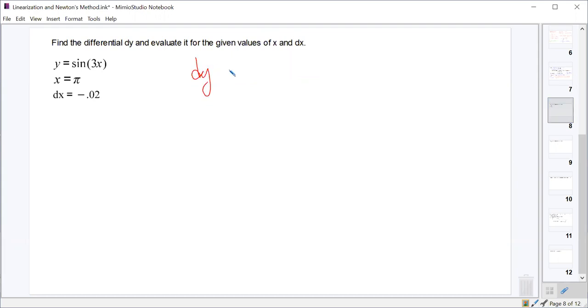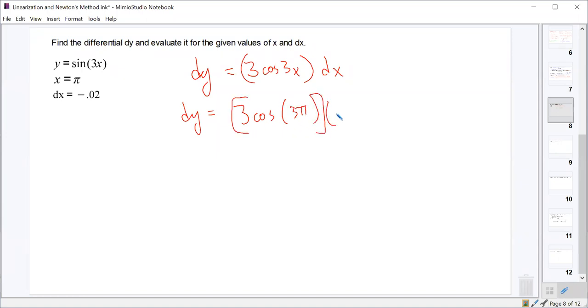Okay. So our dy should be, what's the derivative of sine 3x? 3 cosine 3x, using the chain rule, times our dx, our change in x. So our x is pi and our dx is negative 0.02. We just plug them in. 3 cosine 3 pi times negative 0.02. Good or no?